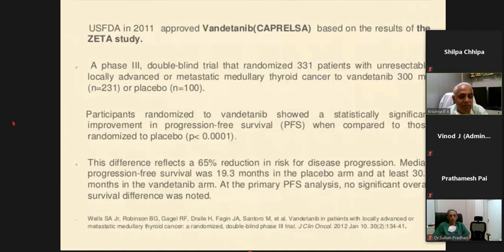This difference reflects a 65% reduction in risk for disease progression. Median progression-free survival was 19.3 months in the placebo group compared to 30.5 months in the vandetanib group. Because of this, this treatment today has to be considered in all metastatic medullary thyroid cancer patients. The drug is expensive. However, it is available in India today for this group of patients.